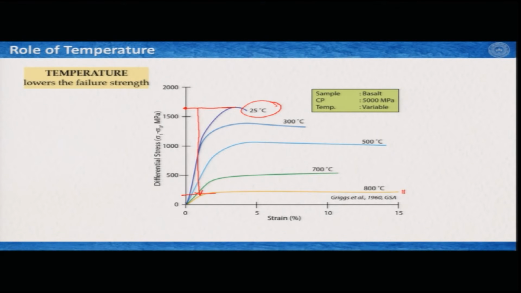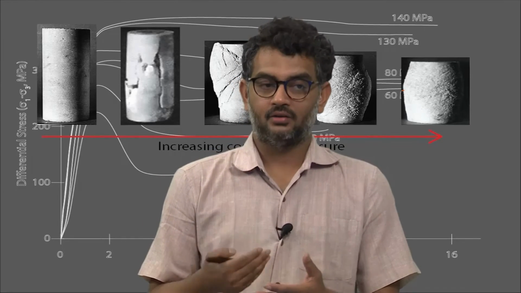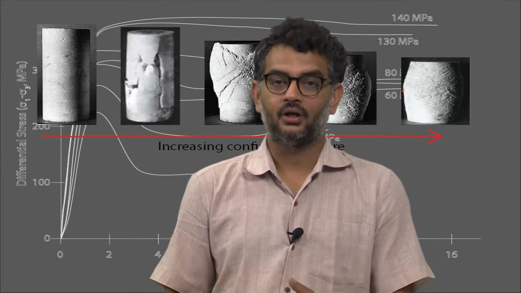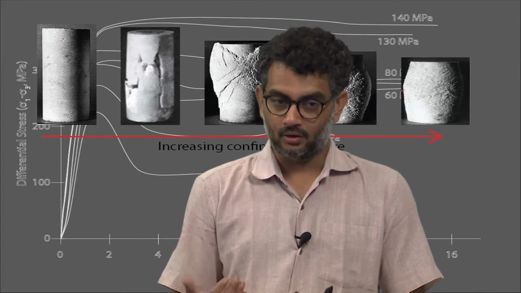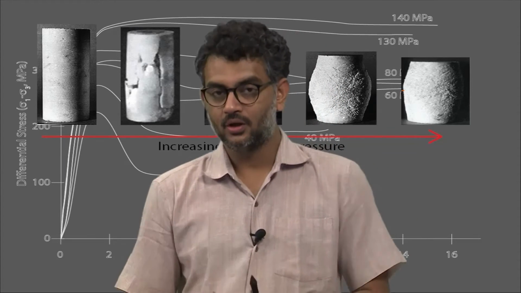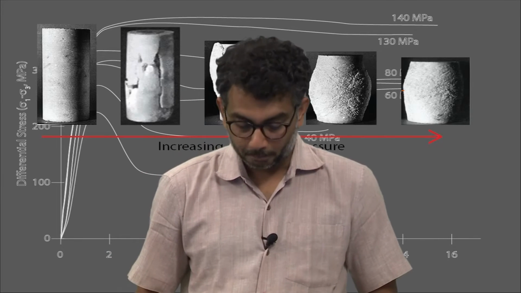this is remarkable. You can see it, and in between we see that temperature gradually decreases the strength. So, 25 to 300, 300 to 500, 500 to 700, 700 to 800, the strength or the flow stress of this basalt slowly decreased with the temperature. So, you can conclude from this plot that rocks have lower failure strength when you increase the temperature, or it flows at low pressure, low differential stress when the temperature is much higher.